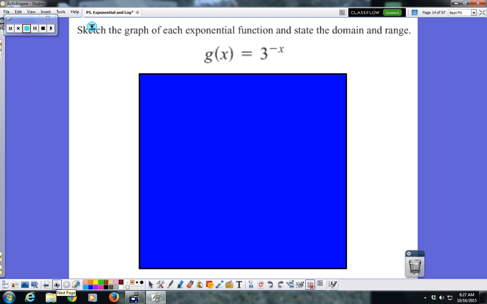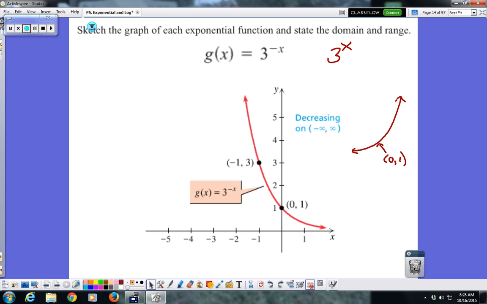3 to the negative x is going to be the same thing. It's going to look just like 3 to the positive x, which would look like this. Crosses at 0, 1. Then you have 1, 3, 2, 9, 3, 27, 4, 81, and so on and so forth. It's the same thing flipped left to right, and here's a picture of that. Here's 3 to the negative x, which is exactly what we figured because here's 3 to the positive x. Okay, makes sense. And you still have the asymptote line, and you still have 0, 1 as your y-intercept.